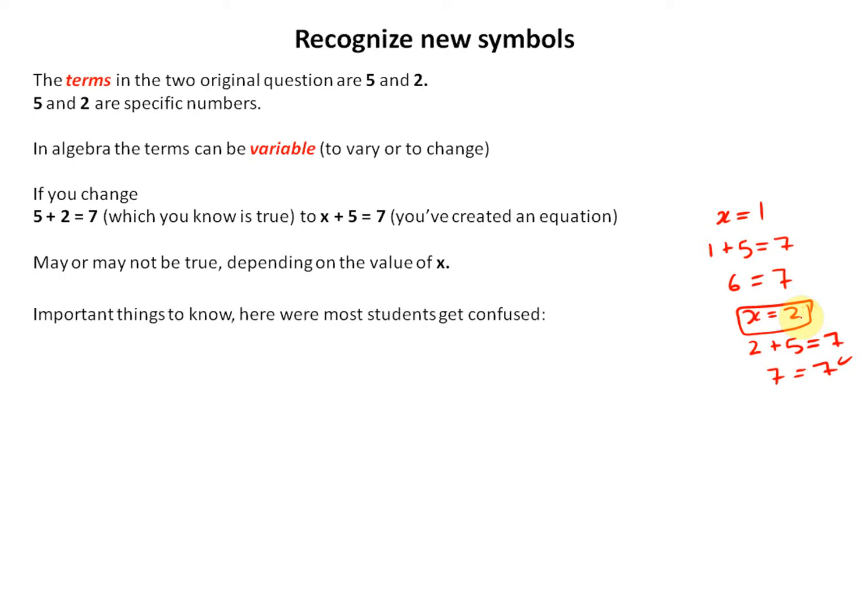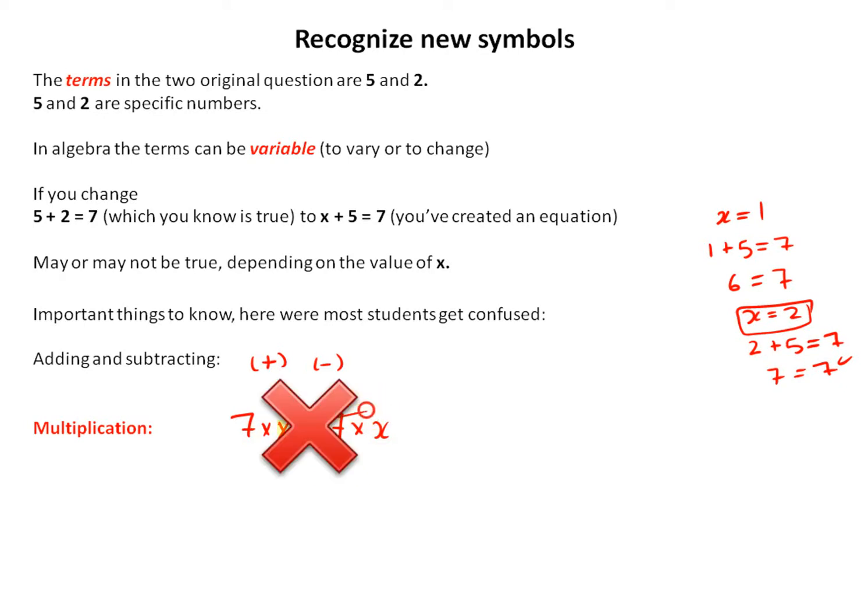Now here is where most students get confused. Adding and subtracting in algebra is the same as basic arithmetic. This is simple for adding and this is for subtracting. However, this is not the case in multiplication. Let's have a look. 7 times x. You can see it's really confusing. You don't know which is times and which one is x. Even if you write 7 times x, if you write x this way, it's still confusing. So we don't use this in algebra.